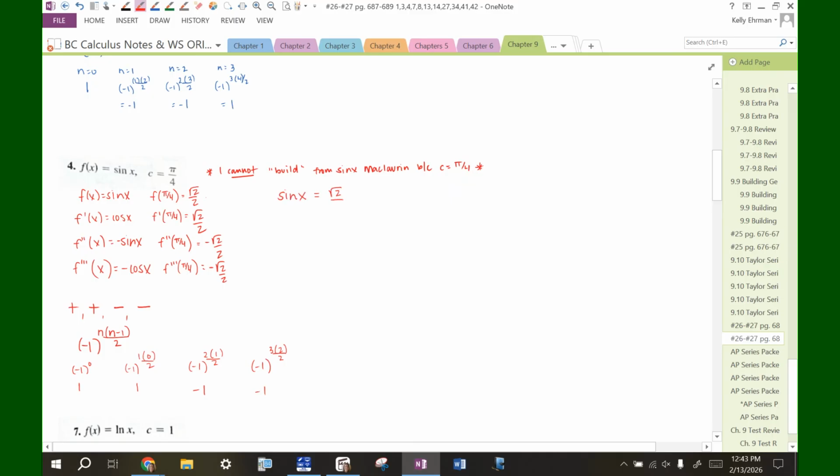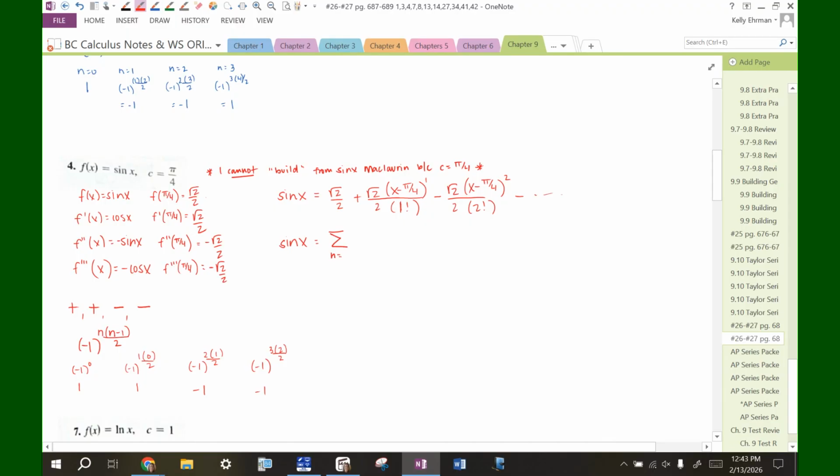So it was radical 2 over 2 plus radical 2 over 2 times x minus pi over 4 to the first over 1 factorial minus radical 2 over 2 times x minus pi over 4 to the second over 2 factorial. I'm just going to say minus dot, dot, dot. I think I can get down to my series here.